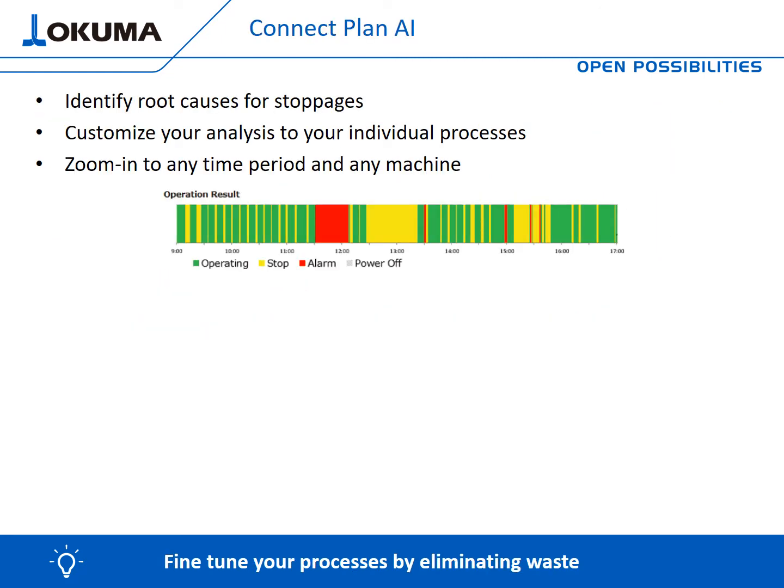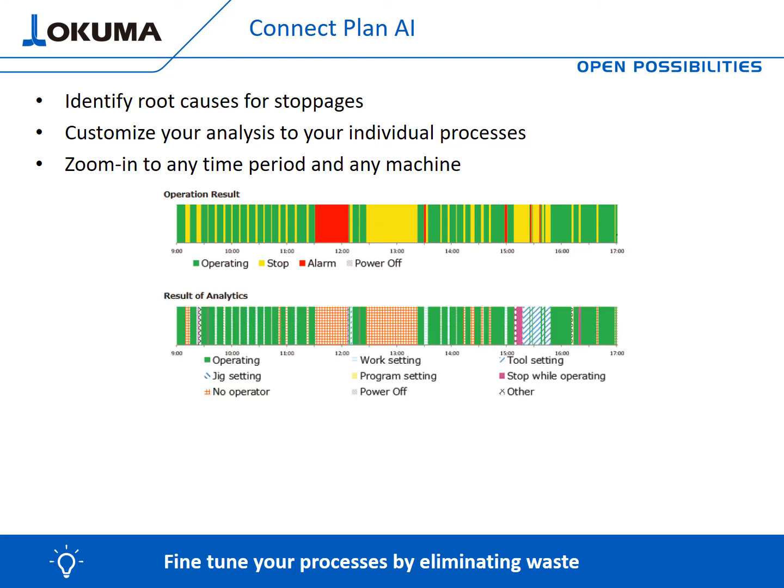The other AI tool that Okuma has available works through ConnectPlan. As I said before, ConnectPlan collects data for the different statuses that the machine goes through throughout the day and presents the data to you in a graphical form, color coding the different statuses, things like stopped or cutting or alarm, operating, etc. When you have the AI plugin as well, it has a lot more detailed visibility about the different statuses that the machine can have and presents them to you, and it also allows you to do very detailed drill down analysis on each of them.